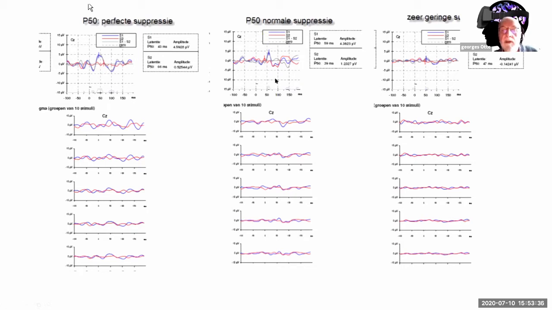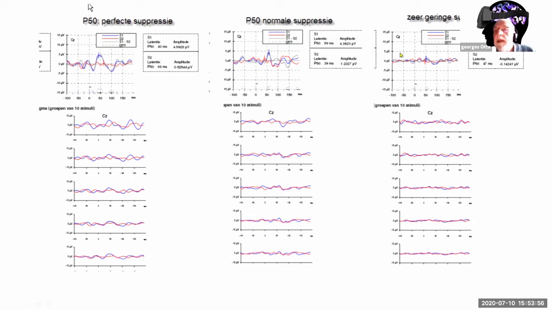Here again, we have a normal suppression. We have the first one, the blue one here, and then the second stimulus, the S2, which is very low. So it's a very nice suppression. You can quantify it. And you see the S1 is about 4 microvolts and the S2 is about 1.2 microvolts.